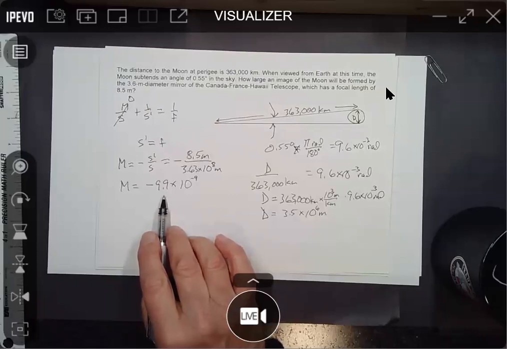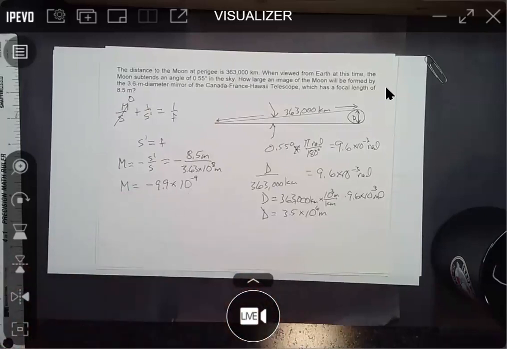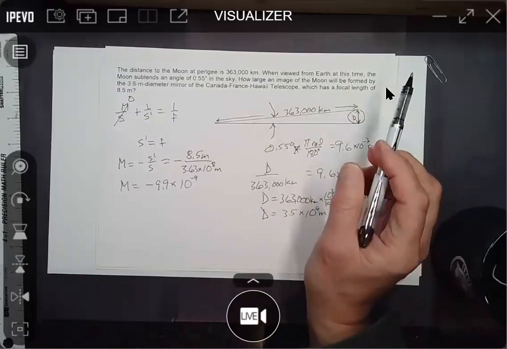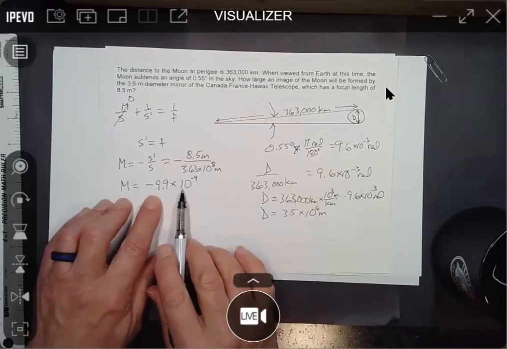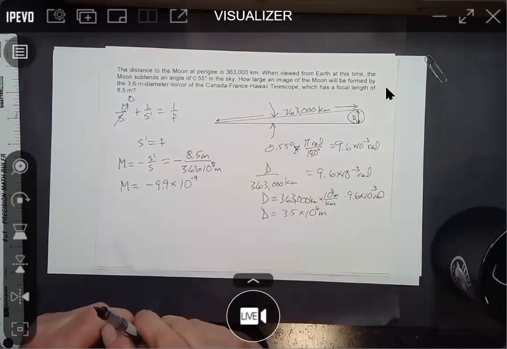And so, not very much. Also, the minus sign tells me that it's going to be upside down. When you just have a simple concave mirror like that, looking at something, the image that the concave mirror forms is upside down. But that's okay. You don't care if it's upside down or right side up. If you're looking at the moon, you just kind of enjoy the view.